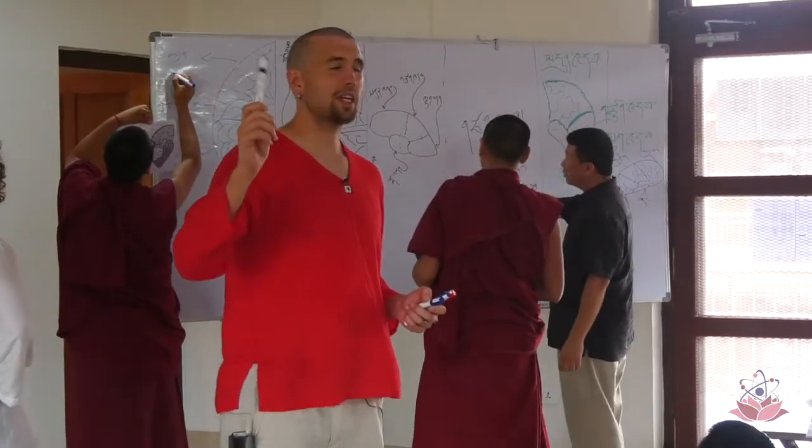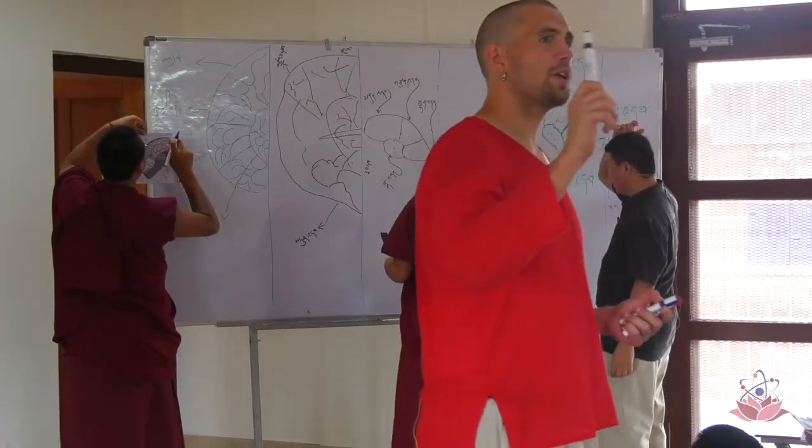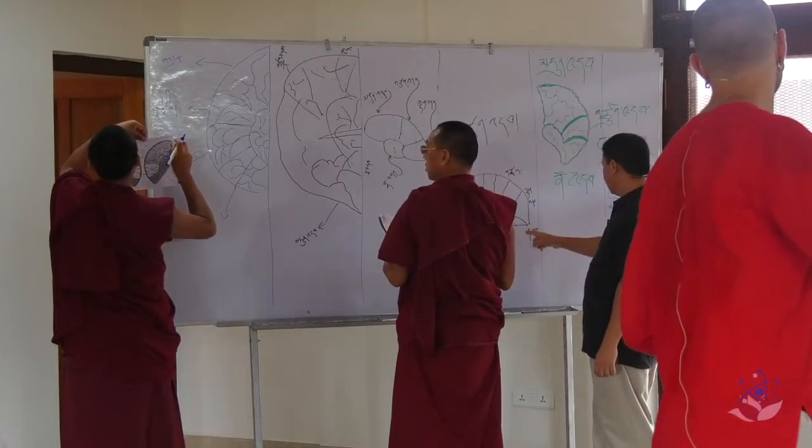Who else feels like they can write a function for one of the lobes?